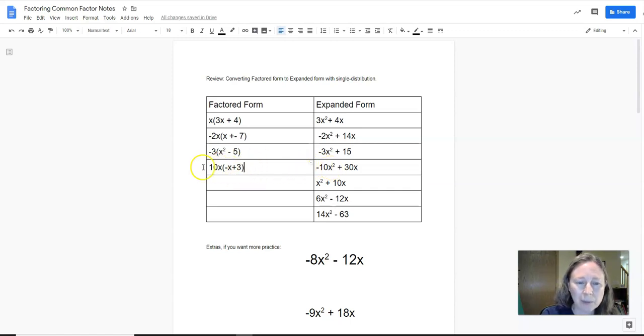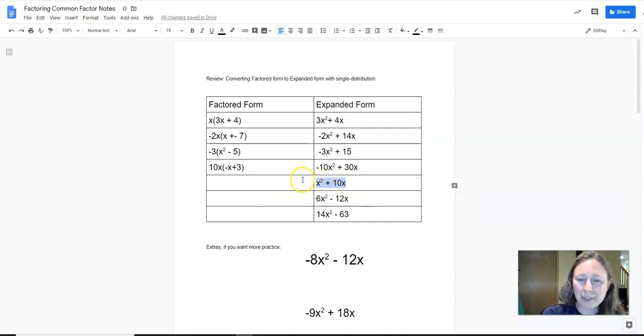So 10x was common, we pulled it out, and negative 10x squared divided by 10x is negative x, and 30x divided by 10x is just 3. Kind of makes sense so far? This one might be a little more straightforward.